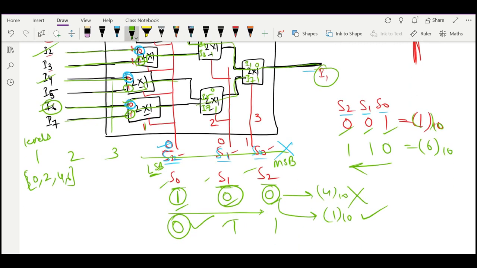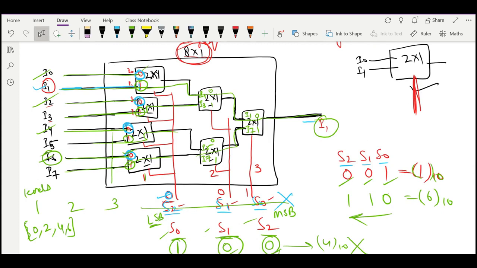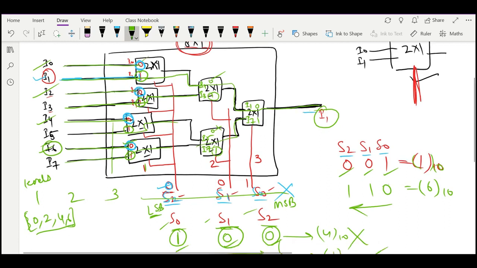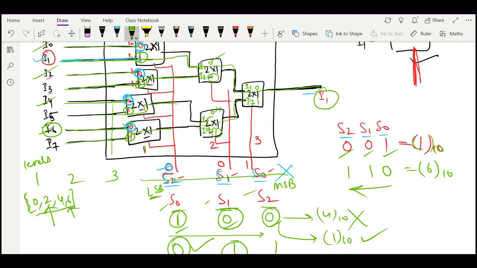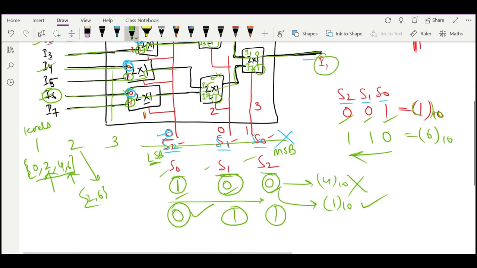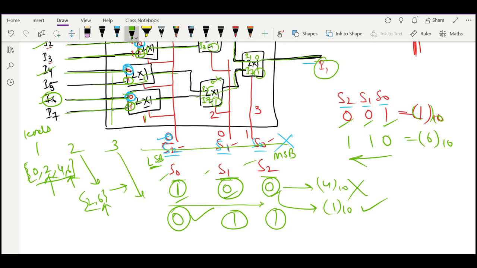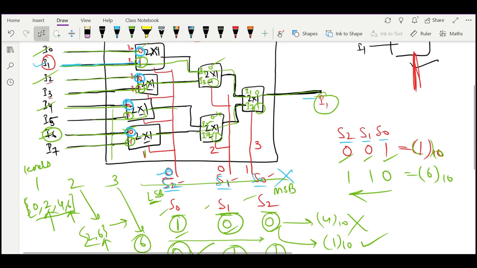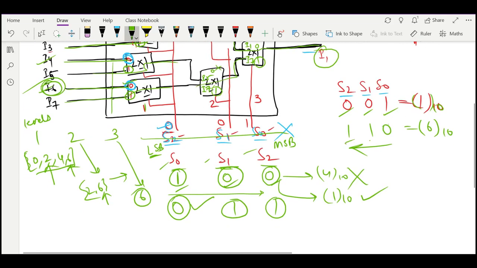And when we give S1 as 1 on level 2, out of these 4 lines, the later one is selected, because the first one will be rejected and the second one will be selected. So out of this, 2 and 6 will be selected at level 2. And then we have given S2 as 1. So you can see that 1 will be the later one. So from here, the later one, which is 6, will be selected at level 3. And that's what we wanted for 110, or in the select lines form 011. So that means S0, S1, S2 is correct. Okay.